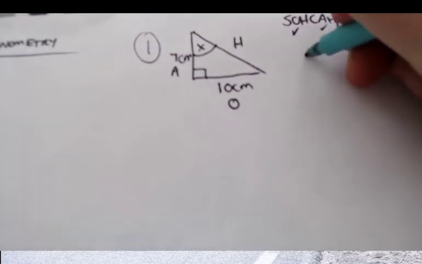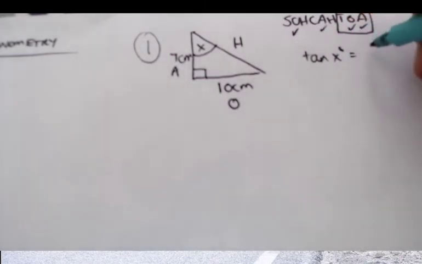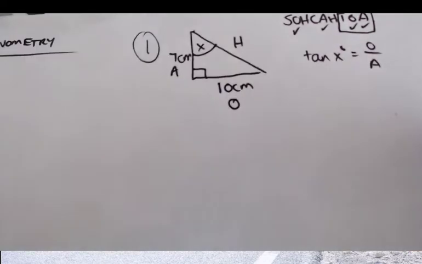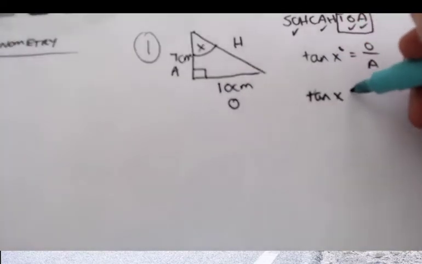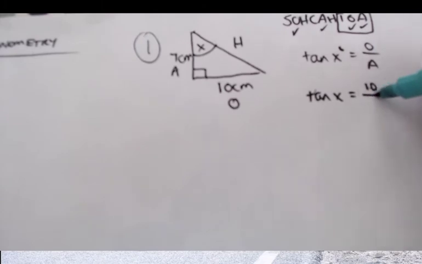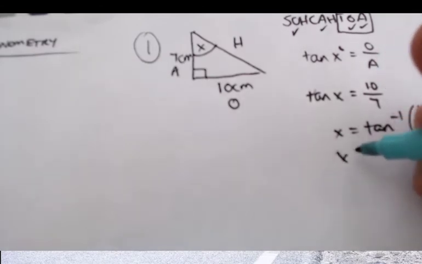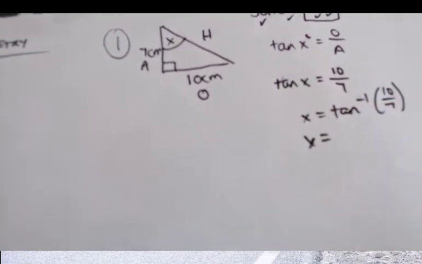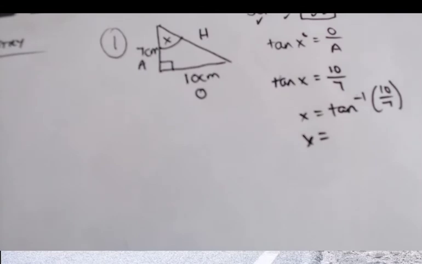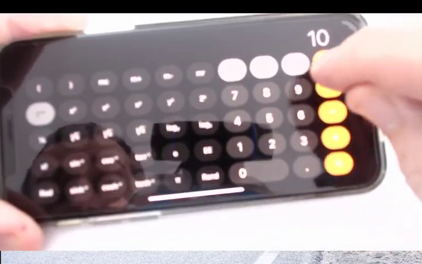It is tan. So I write out the rule, tan x, opposite over adjacent. I fill in the numbers. Tan x is going to equal, the opposite is 10, the adjacent is 7, and then x is going to equal inverse tan 10 over 7. Remember, when we're calculating the angle, we always use inverse tan, sine, cos. Get my calculator, so it's going to be 10 divided by 7, and then I want to inverse tan, 55.0.